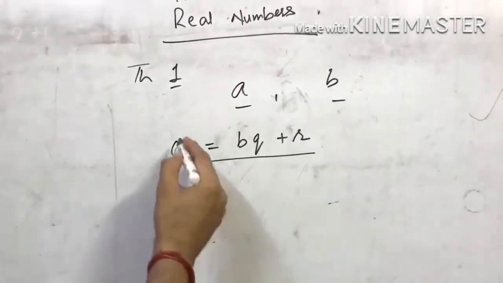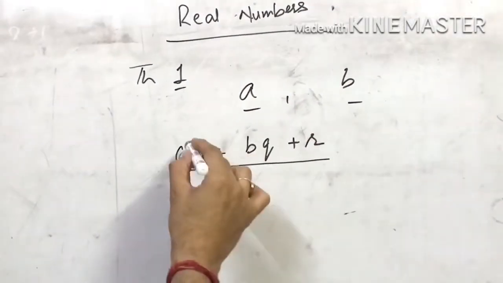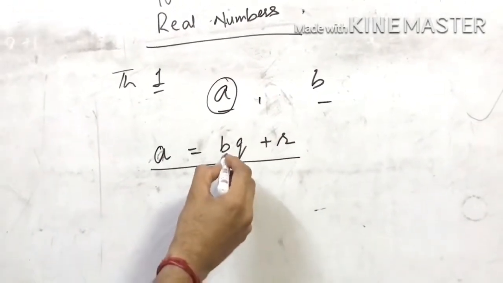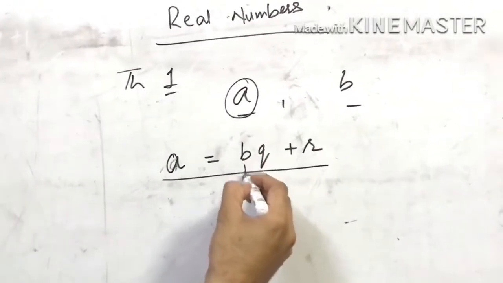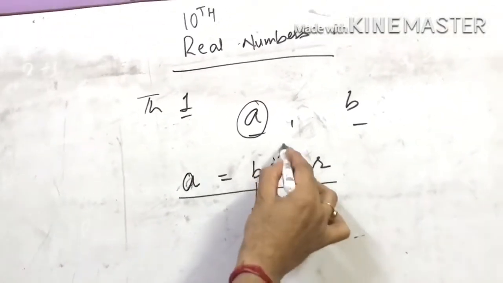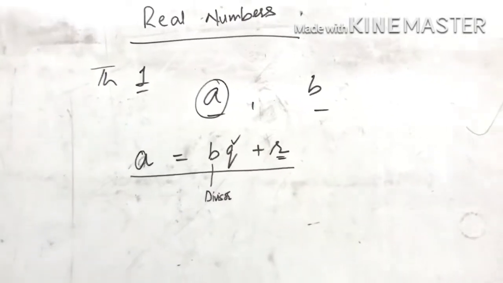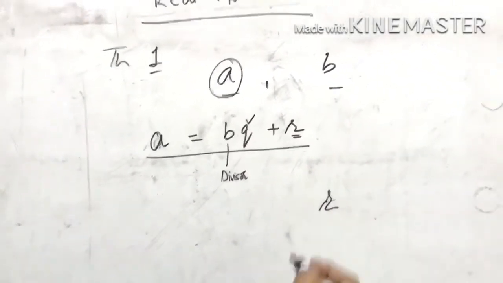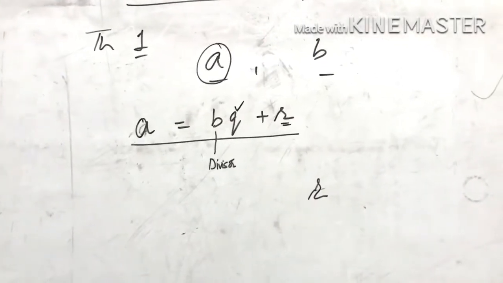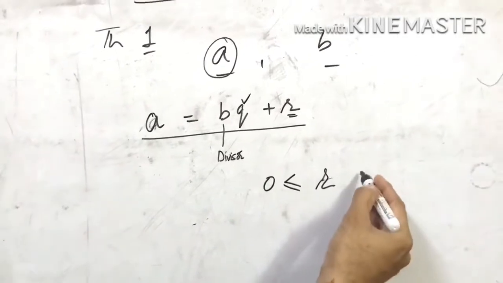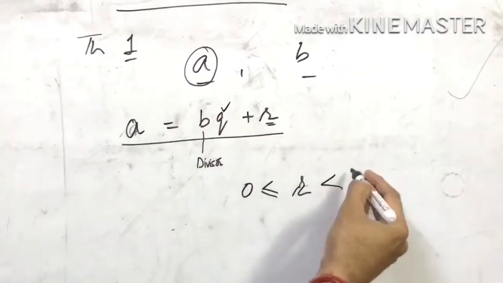So how? Suppose these are the two numbers. The bigger number should be a. Keep it here. Now the second number is b. Consider it as a divisor. This will be the quotient, and finally this will be the remainder. So what will be the value of r? When you divide a number by another smaller number, the remainder is always either equal to 0 or greater than 0, but always less than the divisor.